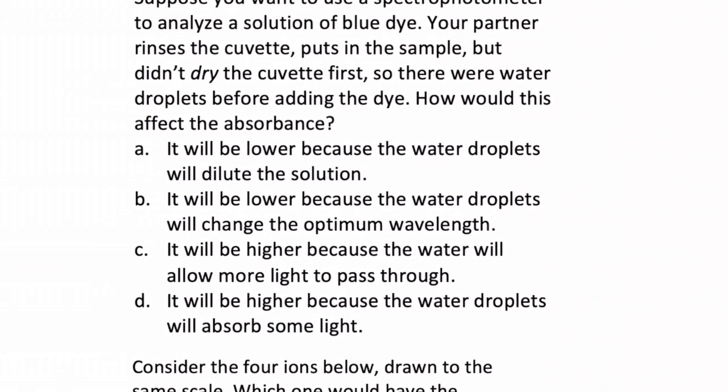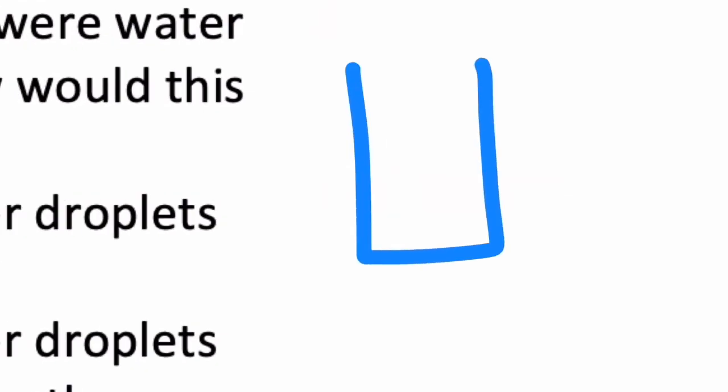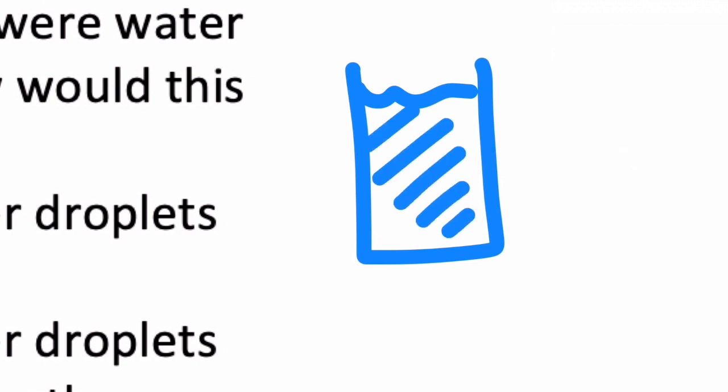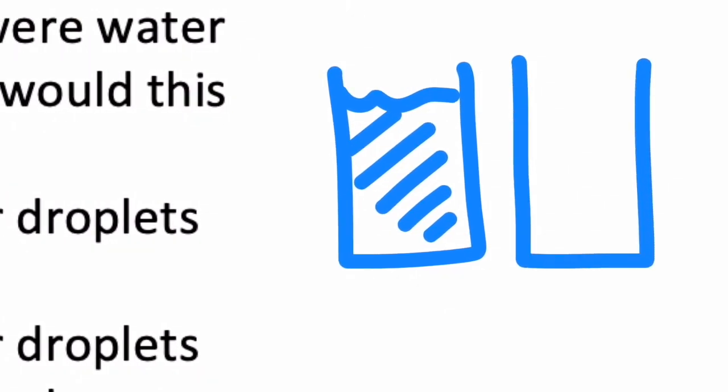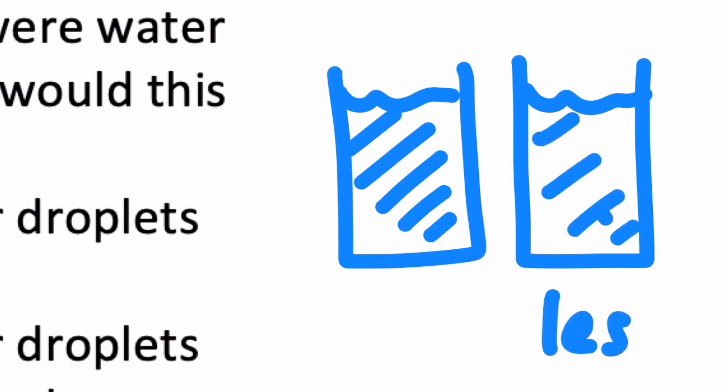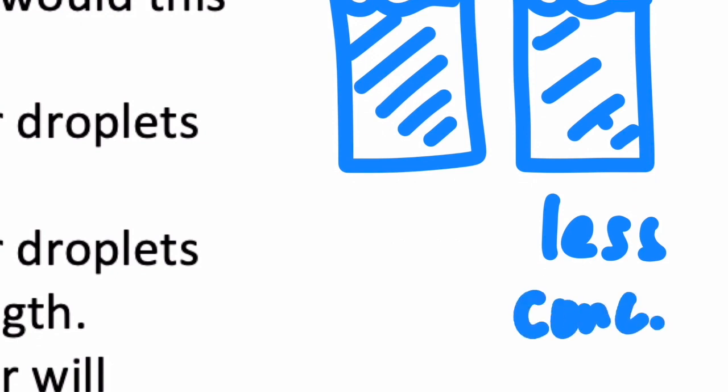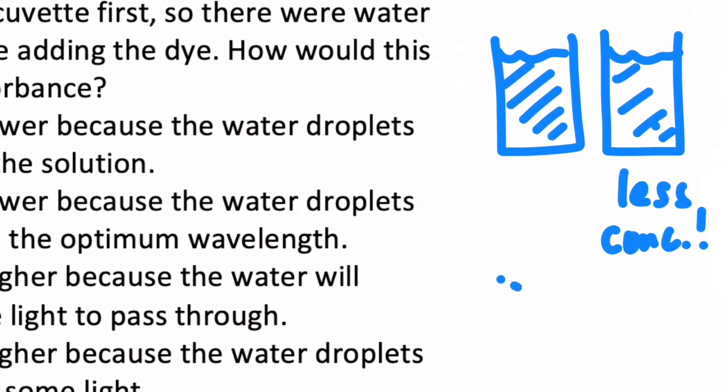Suppose you want to use a spectrophotometer to analyze a solution of blue dye, but they rinse the cuvette. That's what one of these square sample holders is called. That's called a cuvette. And they didn't dry it, so there's water in it. How would this affect the absorbance? Well, if I have some cuvette with blue dye in it, but then I do it again where it's got water droplets in it, that's going to dilute it. It's going to be less concentrated. So it's going to absorb less light. It's just going to be lighter.